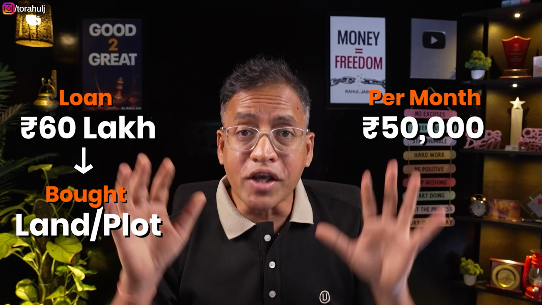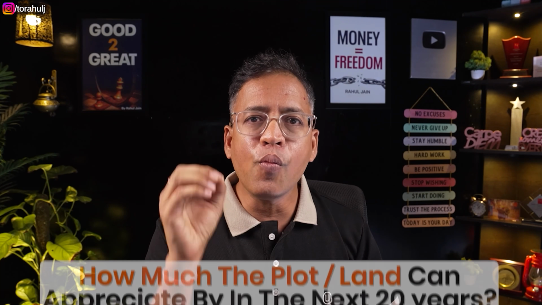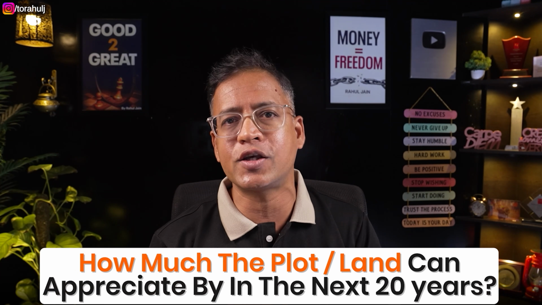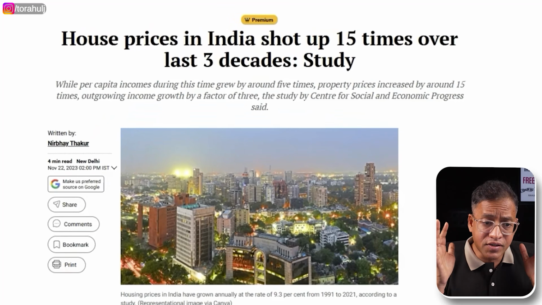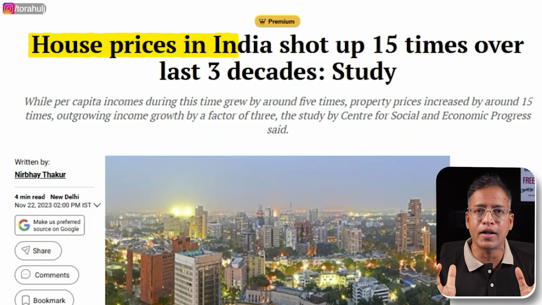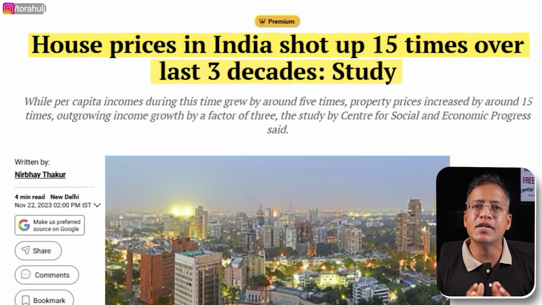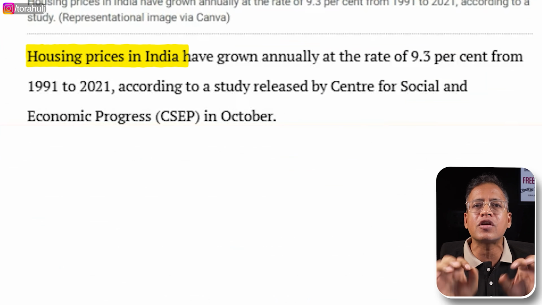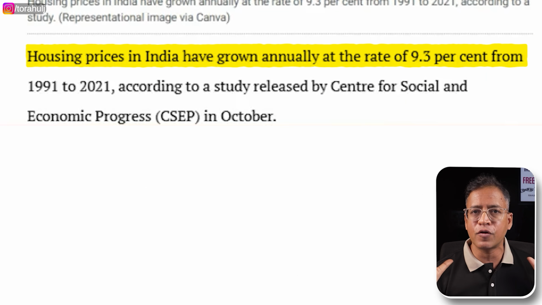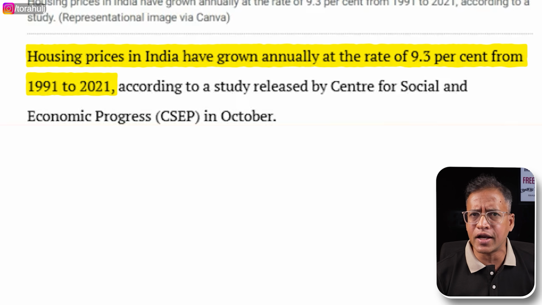Okay. Now, the trickiest question here is how much the plot can appreciate by in the next 20 years. And I've looked on the internet and I've spent 2 days trying to find some credible source of data and I couldn't conclude anything. Why? Because let me run you through a few scenarios here. For example, this study was done. This study takes care of around 30 years of data, wherever it is available. And the conclusion was that house prices in India have gone up by around 9.3% CAGR basis over 30 years of time period. Okay, this is one source of data that we can consider.